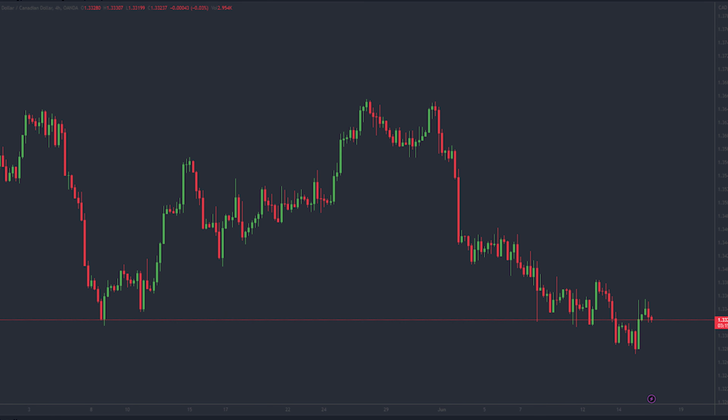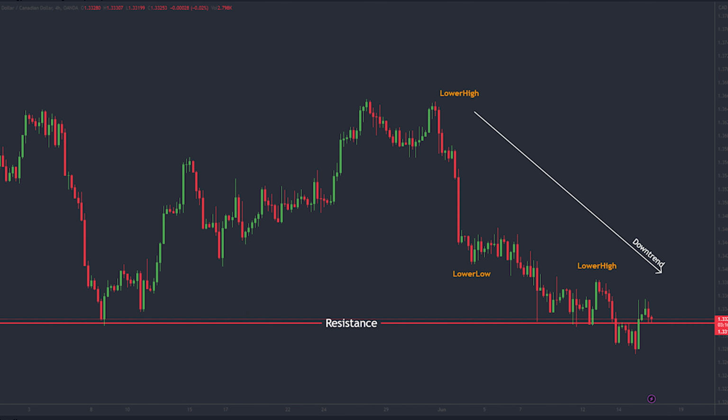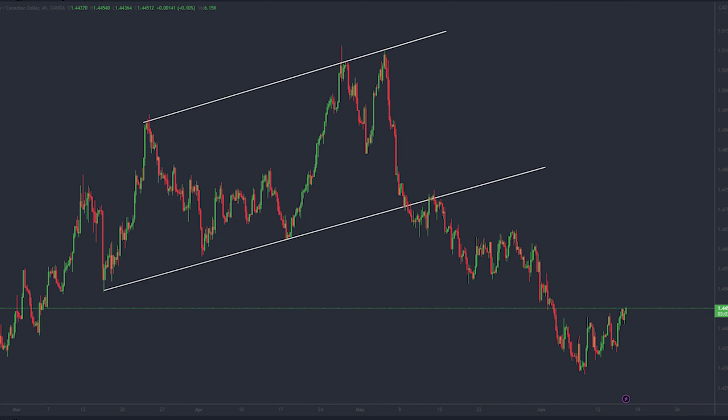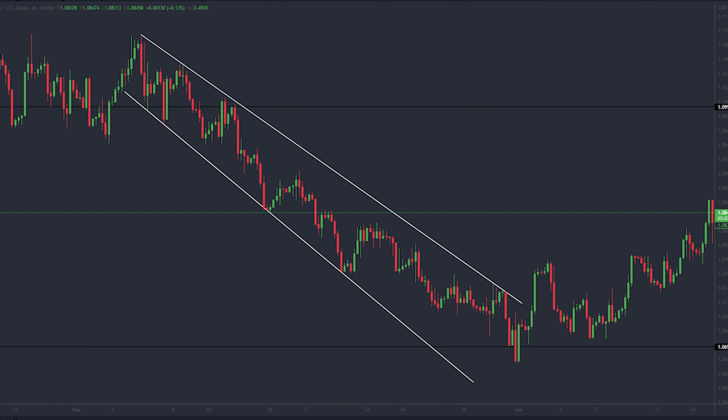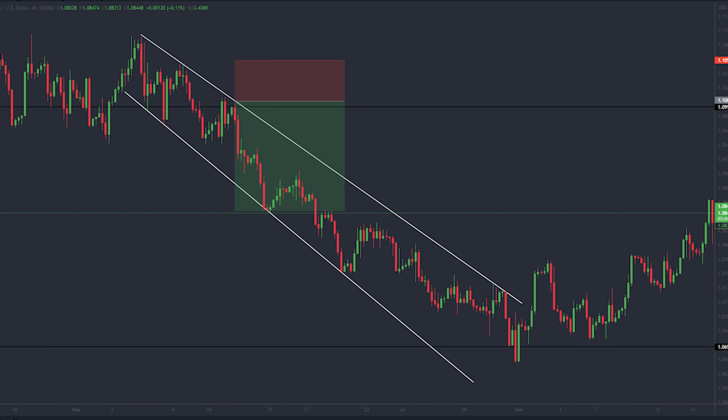Trend lines can be used by traders to identify potential areas of support or resistance, as the price of a security may bounce off a trend line and continue in the direction of the trend. A channel is formed when a trend line is drawn parallel to another trend line that connects the opposite side of the price action. A channel can be either upward sloping or downward sloping depending on the direction of the trend. Traders may look to buy when the price of a security bounces off the lower channel line in an uptrend channel, or sell when the price bounces off an upper channel line in a downtrend channel.